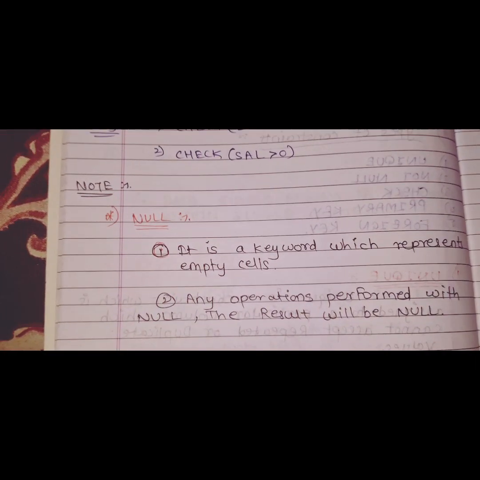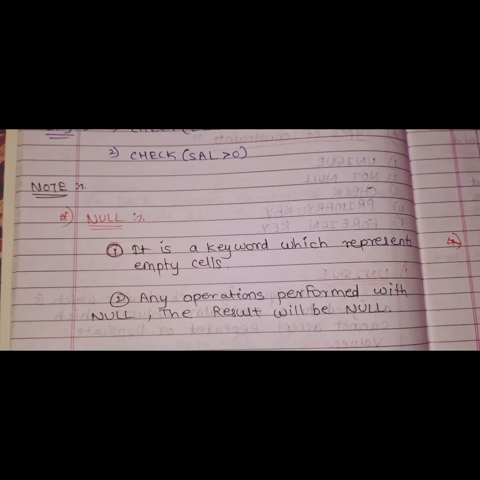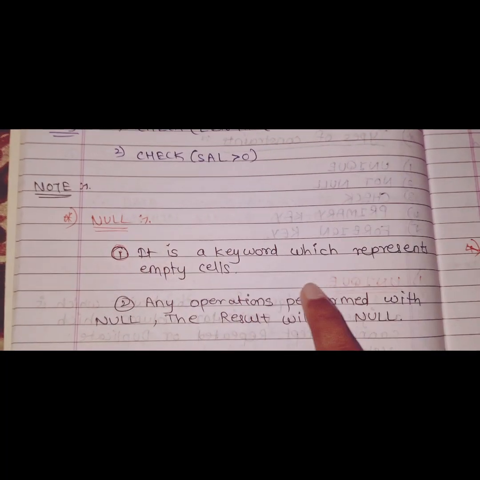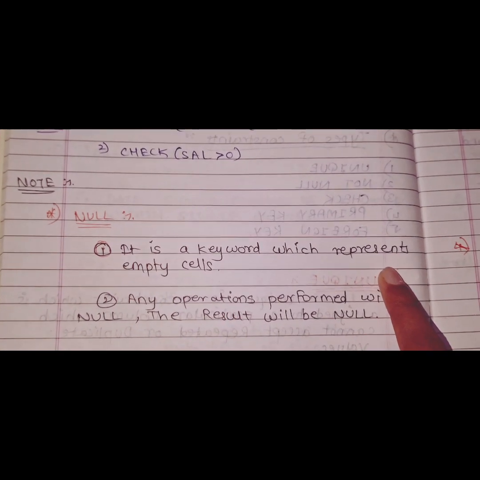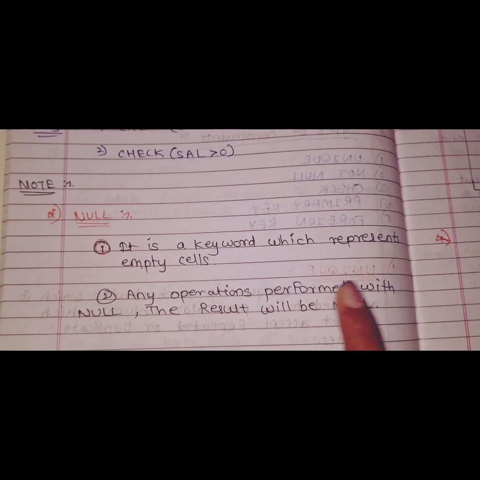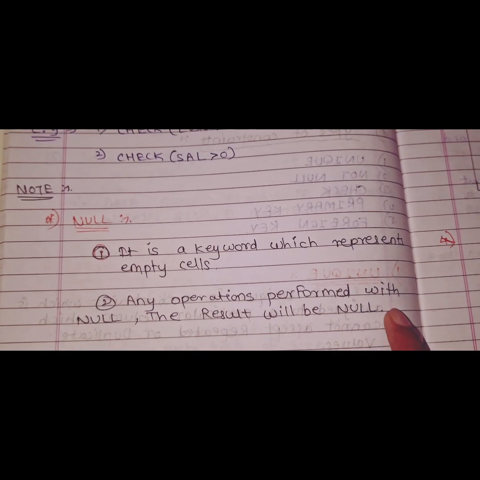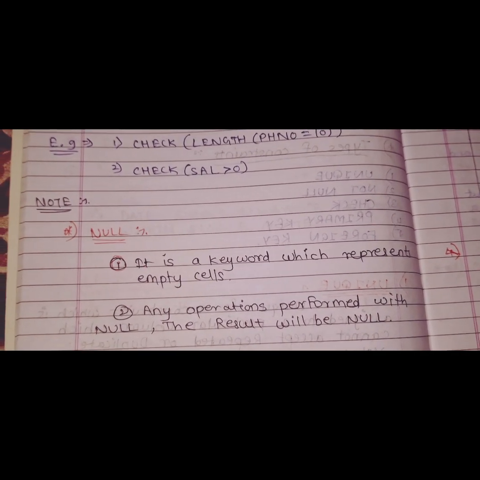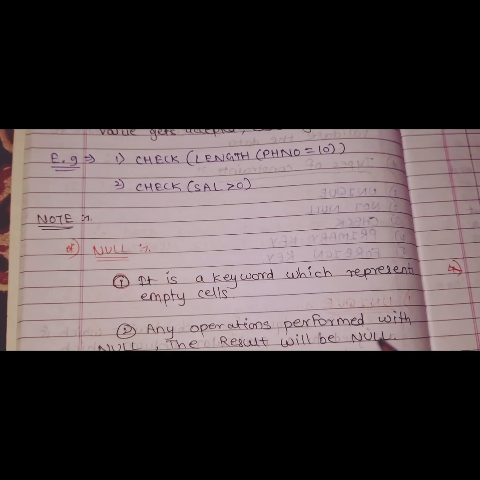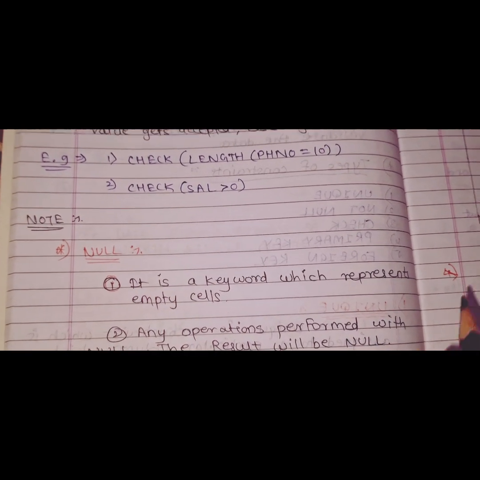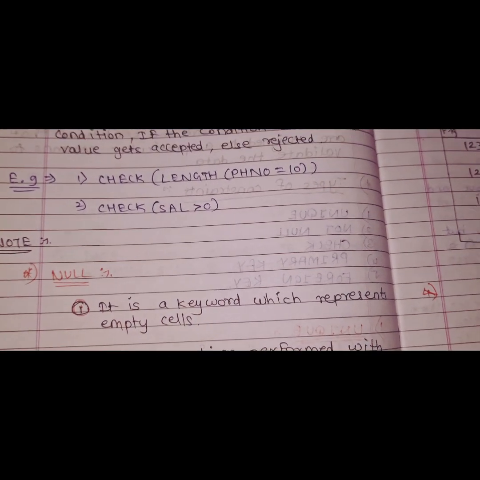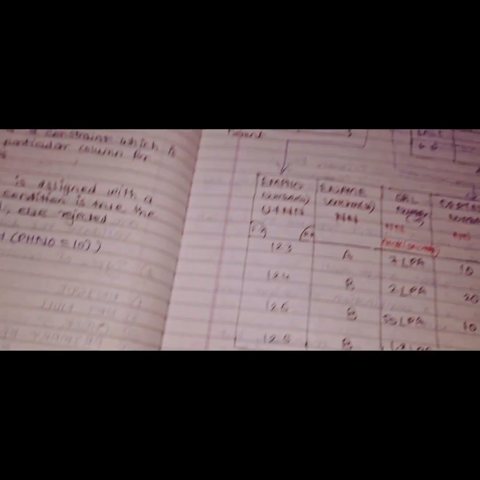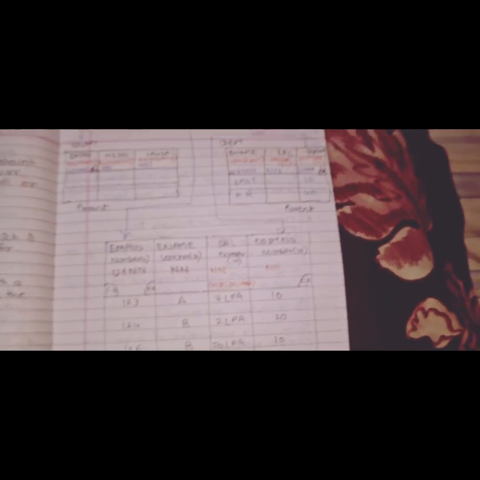So here one more concept is the null. Null is a keyword which represents empty cells. Any operation performed with null, the result will be null. Let's suppose I am multiplying salary with null. So salary into null will always be null. Here I have given you the practical example.